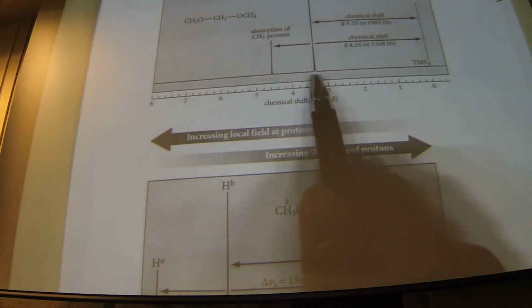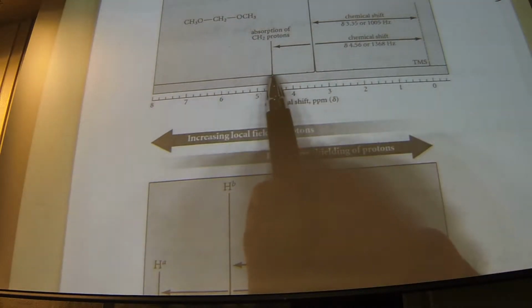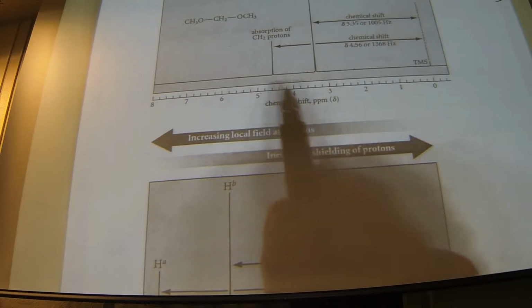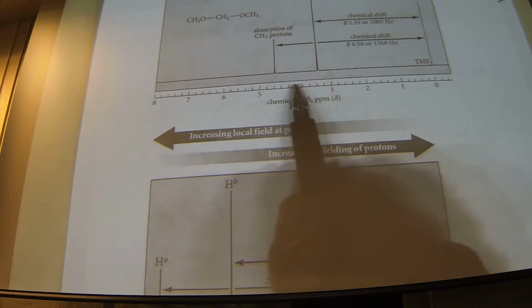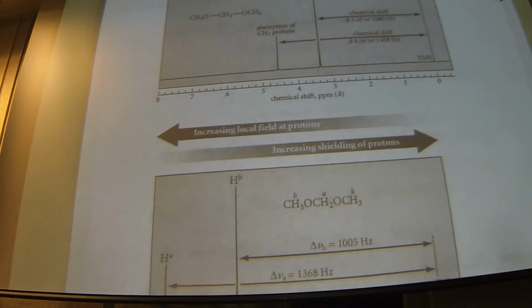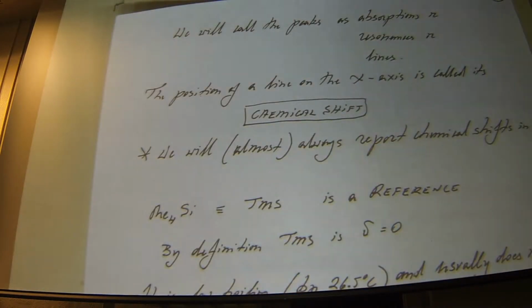The peak position, in this case, is about 3.4 delta parts per million, and this one is about 4.6 parts per million. These are going to be called chemical shifts. So the chemical shift here is about 3.4. This one is whatever. We need to learn a little bit about this peak position so we understand what we're talking about.